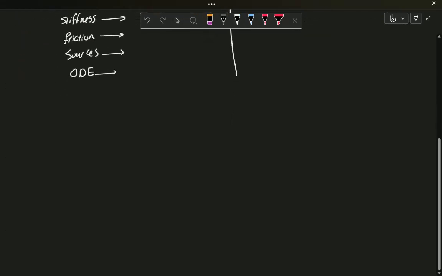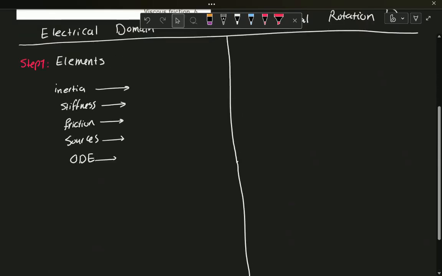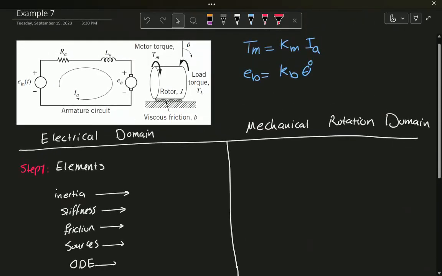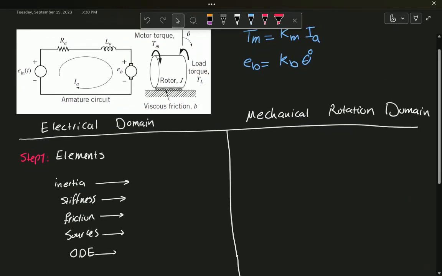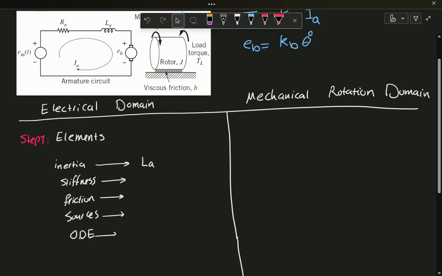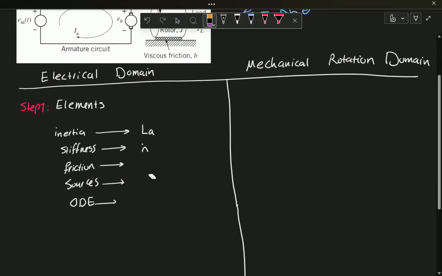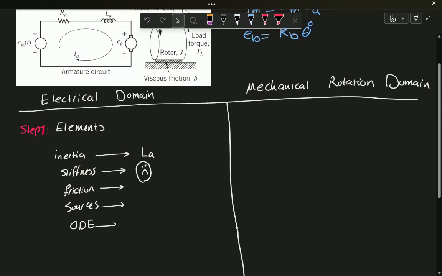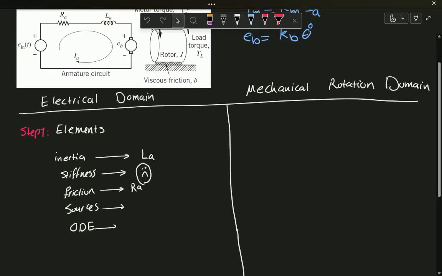Okay, so look at this. For inertia in electrical systems, if you guys remember, it was the inductance, yes? So this is going to be LA. For stiffness, we had the capacitors. Unfortunately, we do not have any capacitors in this problem. For friction, we're going to include the resistance. So R of the armature is our resistance element.